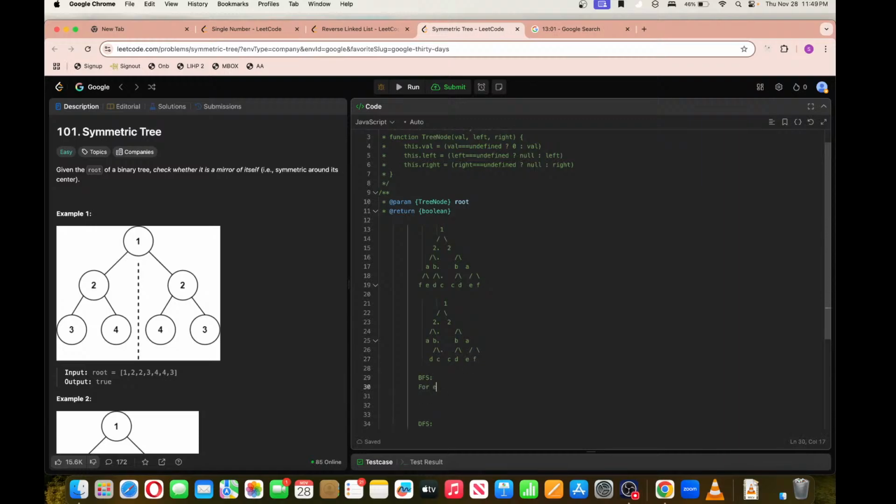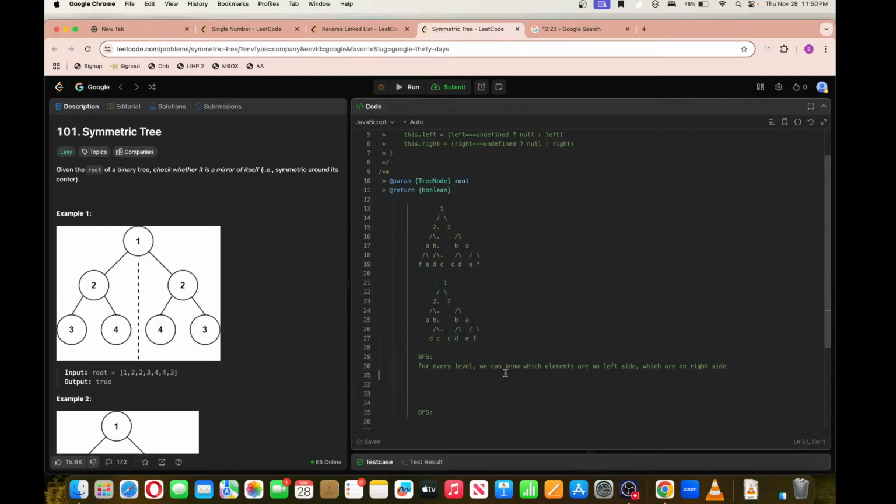So for every level, when I go to every level, then I can just know which elements are on the left side, which are on the right side, right? And then once we know which are on the left and which are on the right side, we can just see if the reverse is true or not. If it is AB, then it should be BA, exactly the reverse.